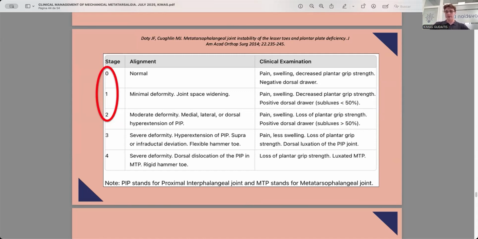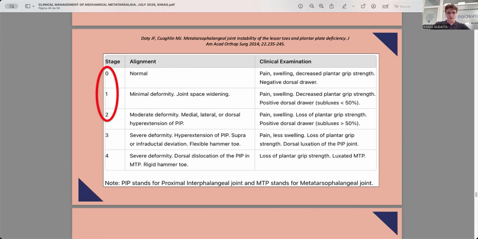In stage 1, we see minimal deformity, joint widening due to synovitis, pain and reduced grip, and a positive Lachman test with dorsal subluxation of the MTP joint less than 50%. In stage 2, the deformity is moderate. The Lachman test is clearly positive, and there's a greater loss of grip strength.